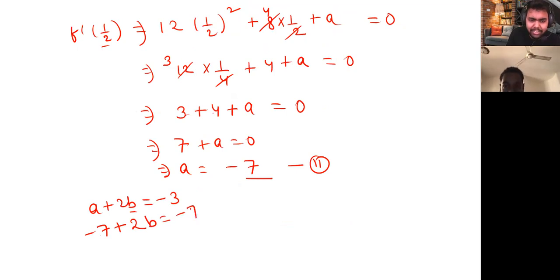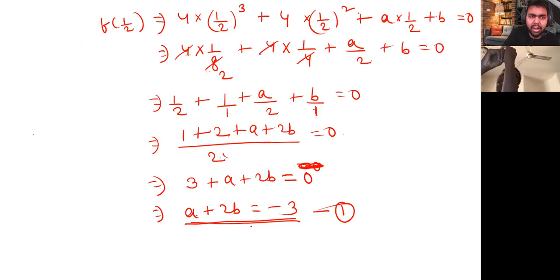Now this is minus 3, okay? Now this minus 7 will go that side. So 2B is equal to minus 3 plus 7. Can I write 4? Can I write 4 directly? Did you understand? Right now I said like that. It was plus 7. 2B is equal to 4, so B is equal to 2. B is equal to? Yes.